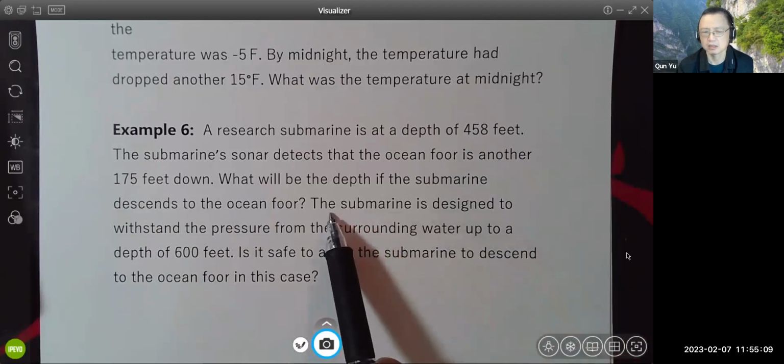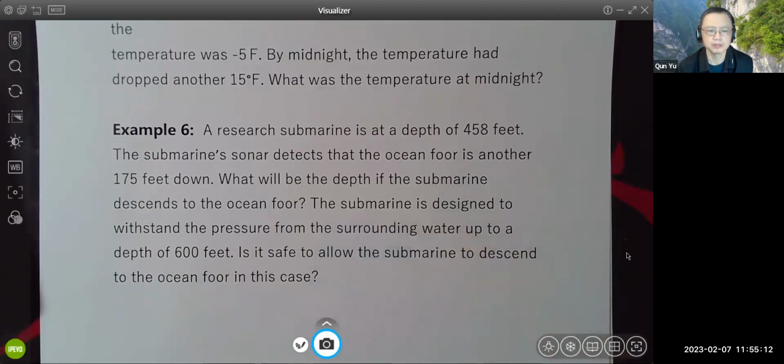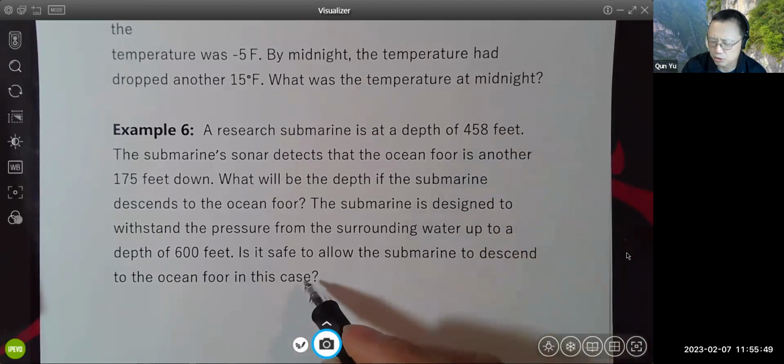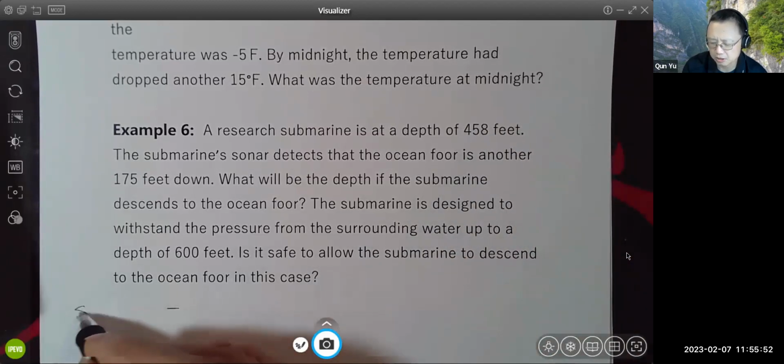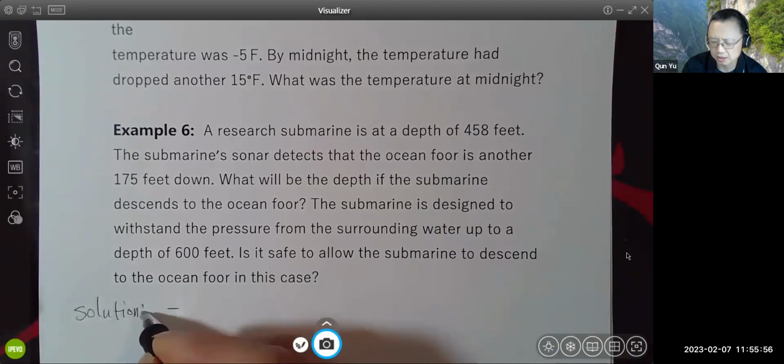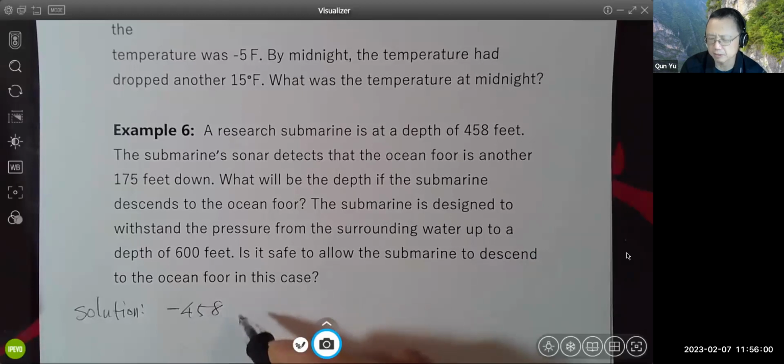The second question: the submarine is designed to withstand the pressure from the surrounding water up to a depth of 600 feet. That's by design. In other words, it cannot go below 600 feet depth. Is it safe to allow the submarine to descend to the ocean floor in this case? So we have to compare the total depth of the submarine when it lands on the ocean floor to the 600 feet designed capability of the depth, right? So first, the submarine is already at negative 458 feet, which means below surface.